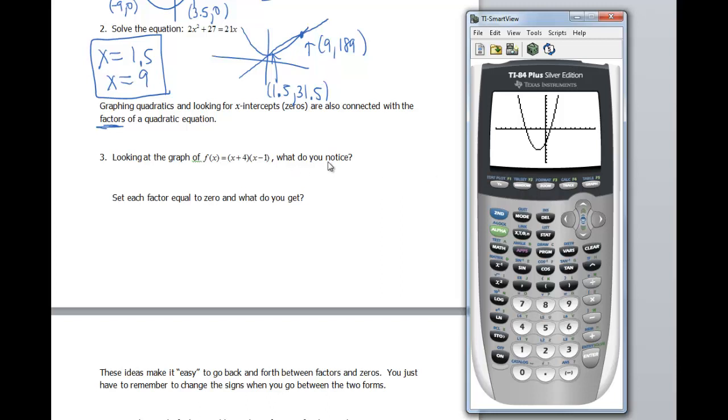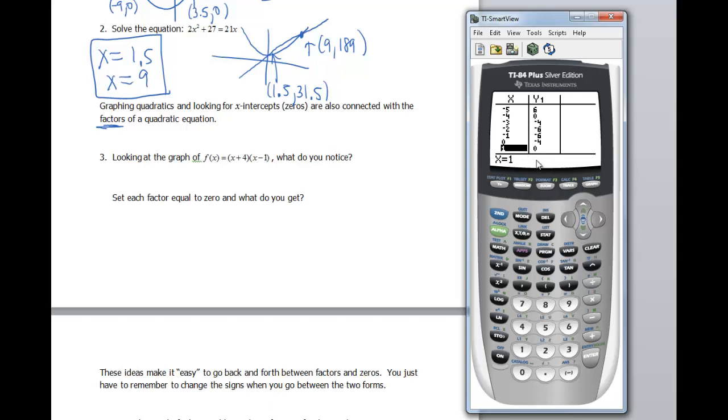So I asked the question, what do you notice? Well, okay, it's a parabola. It opens up. But looking at these factors, so what do you notice here? Well, where are my zeros at? Where are my x-intercepts? It looks like it's at 1 and 1, 2, 3, negative 4. Let's take a look at the table to confirm that. And sure enough, negative 4, 0. There's a 0 there. Let's see if there's 1 at 1.